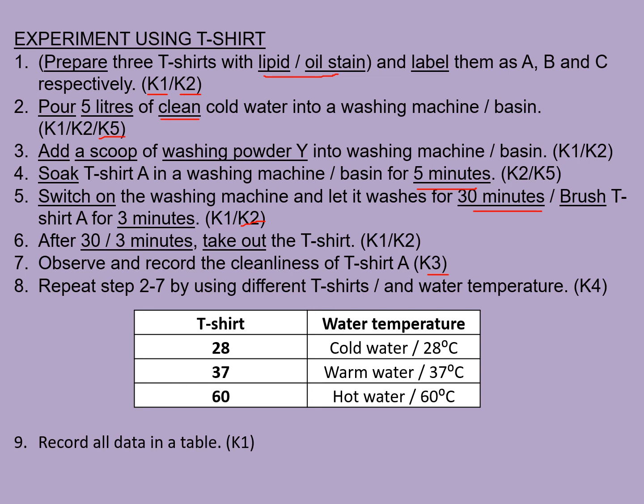Step number 8: repeat steps 2 to 7 using a different t-shirt and water temperature. This is K4, operating the manipulated variable. And then record all the data in the table. This is K1. So in this procedure, you already have 5K, so you can get 3 marks.